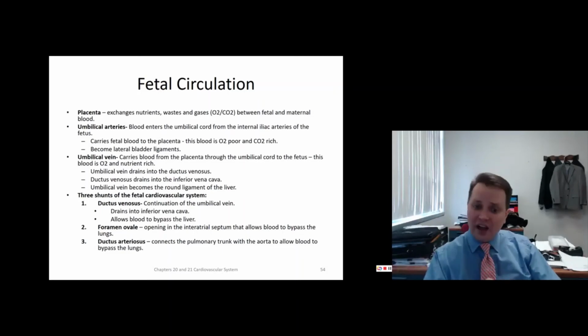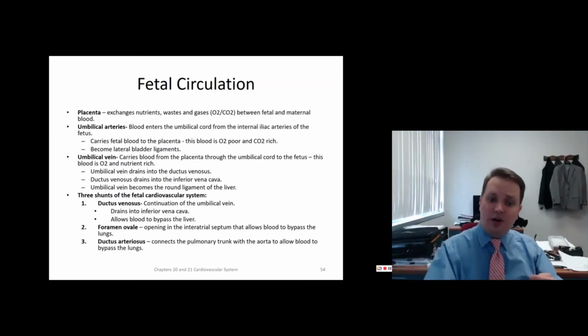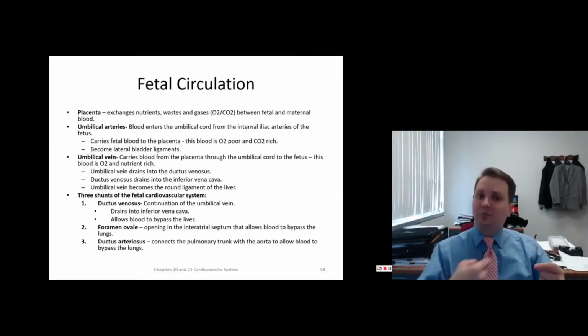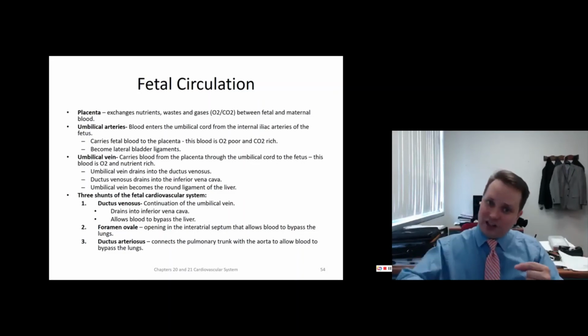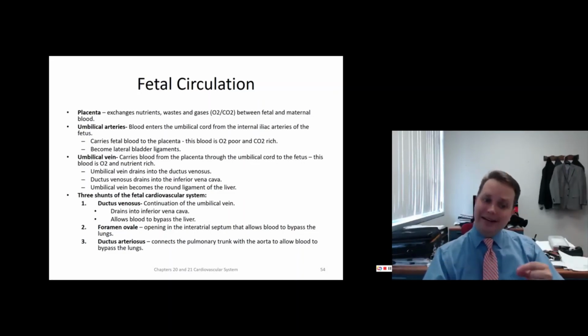Foramen ovale, remember, is in the interatrial septum. That allows blood to bypass the lungs, because baby doesn't need to breathe. And this is what we call patent foramen ovale when you're born with this. After you're born, at about 6 months or so, this starts to close up and becomes the fossa ovalis. If it doesn't, we call that a foramen ovale that failed to close.